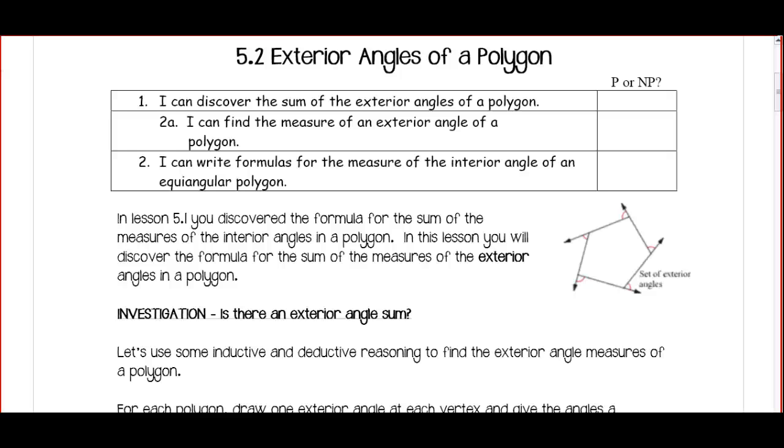This is Mr. Martin. This is lesson 5.2 investigation for Geometry Advanced. We're going to talk about exterior angles of a polygon today.